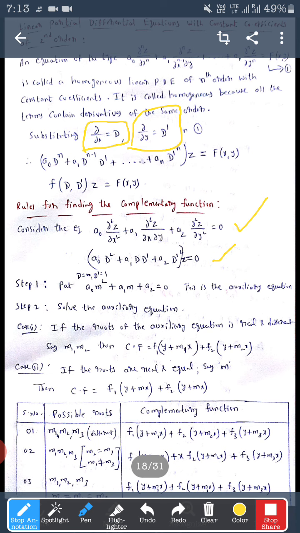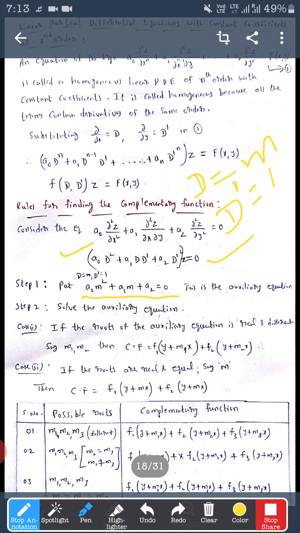And the first and foremost step is, in this equation, substitute capital D is equal to m and D dash is equal to 1, and equate it to 0. Therefore, this equation becomes a naught m square plus a1 m into 1 plus a2 1 square, which means a2. Therefore, this is a naught m square plus a1 m plus a2 is equal to 0.